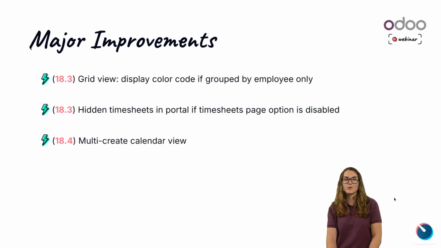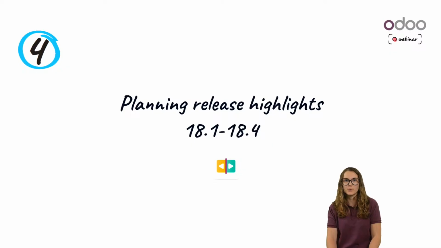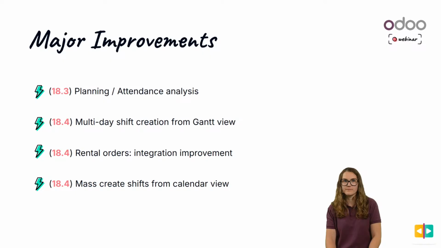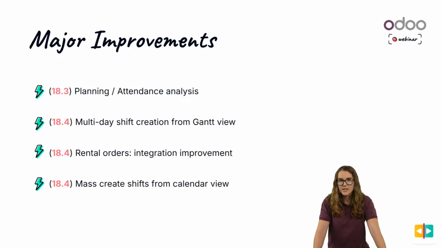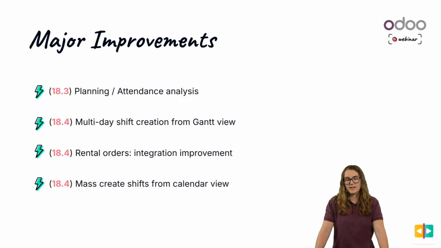Okay, that was it for the timesheet application. Let's move on to the next app. So here we have the planning application. Okay, so here we have 4 major improvements for the planning app. The first one is that you now have a new report that allows you to compare planning with attendance.